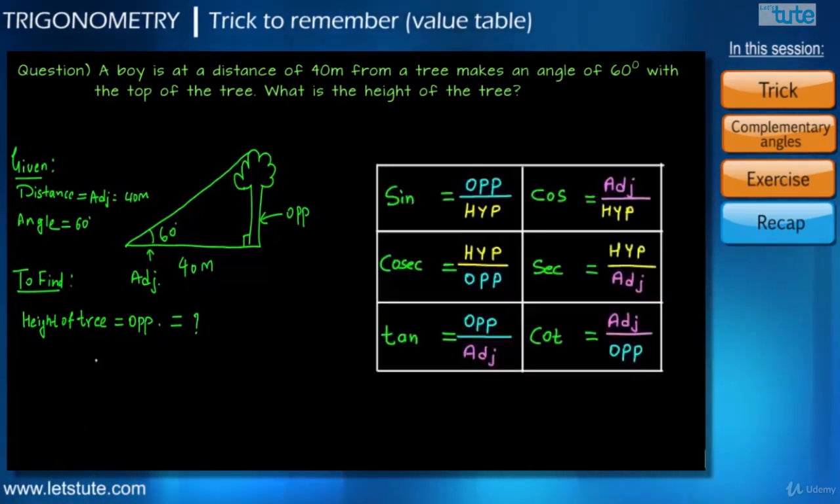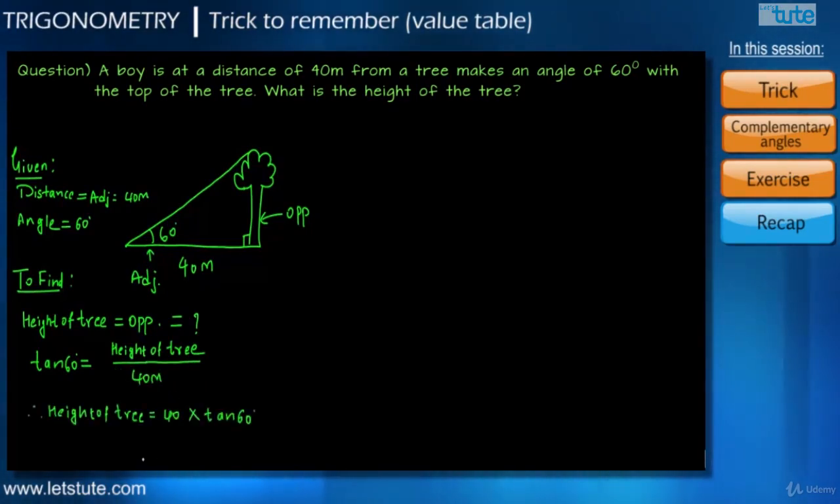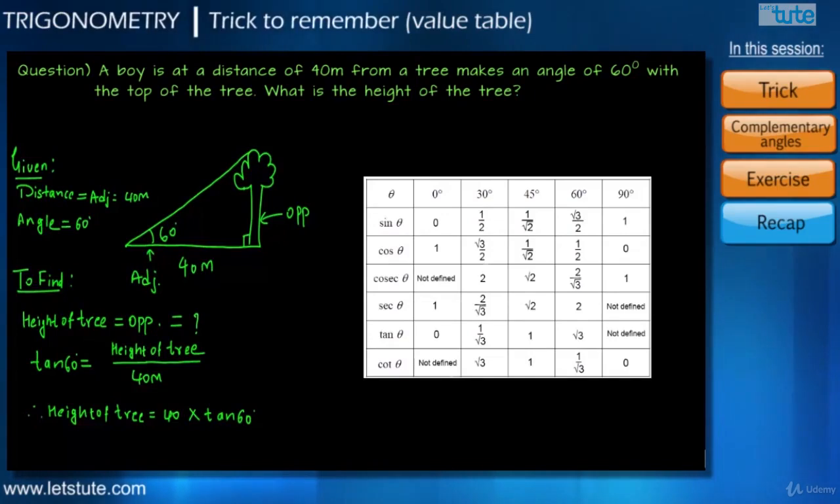So I need a formula having angle, opposite side and adjacent side, and we know which is the tan ratio, and therefore we can write tan 60 is equal to opposite side, that is height of tree, upon adjacent side, that is 40 meters. So here I know the adjacent side and I need to know the height of the tree, that is the opposite side, but I don't remember the value for tan 60. So here what will you do? Will you write the entire table in your worksheet or as per your requirement?